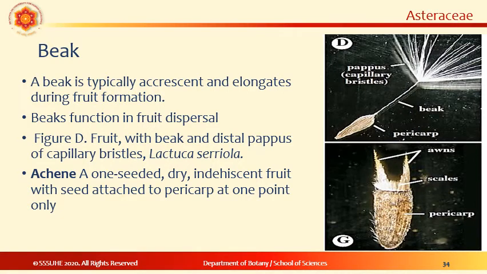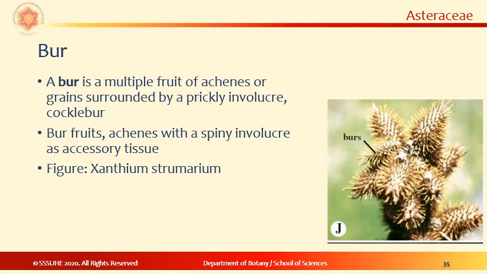The fruit typically has a long beak as shown in the picture, and pappus or hairy extensions or awns at the end. This helps in dispersal of the seeds. Here is a picture from the Asteraceae family showing a burr, which is a multiple fruit of achenes, and you can see it has a prickly involucre.